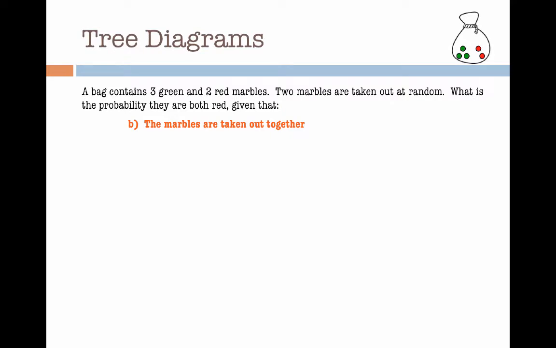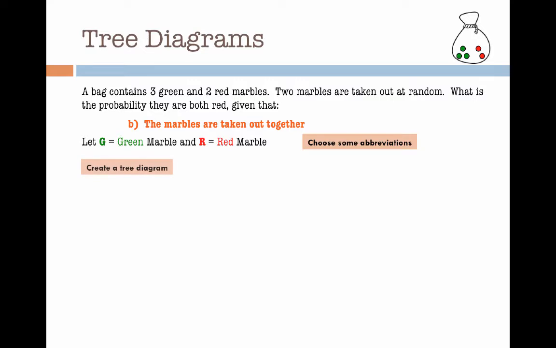Let's take a look at the second part of that question. What happens if the marbles are taken out together? This means that they are not replaced before choosing the second marble. Again, we're going to choose the same abbreviations so that when we create our tree diagram, we can still use the G and the R to create it. The outcomes don't change. I can still get a green and a green, a red and a green, or 2 reds in a row, which again is what I'm trying to work out, the 2 reds.